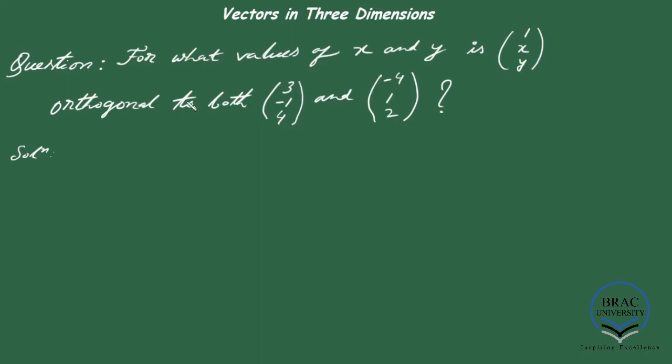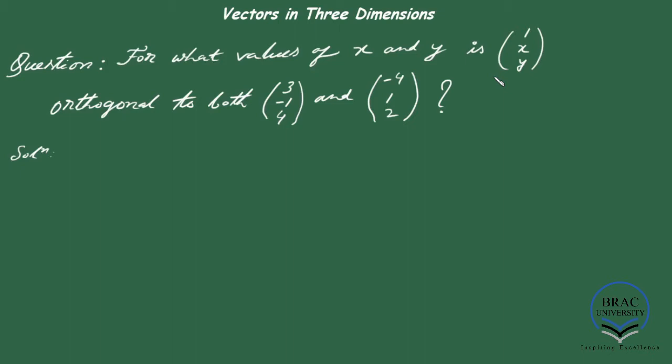Now the question here is to find out for what values of x and y this vector is orthogonal to both this vector and this vector. So this is a three-dimensional vector, and we would like to know for what values of x and y. In this vector, you can see we have two components, x and y, and we would like to find out their value under the condition that this vector is orthogonal to this vector, and this vector is also orthogonal to this vector. So what does the orthogonality of two vectors mean?